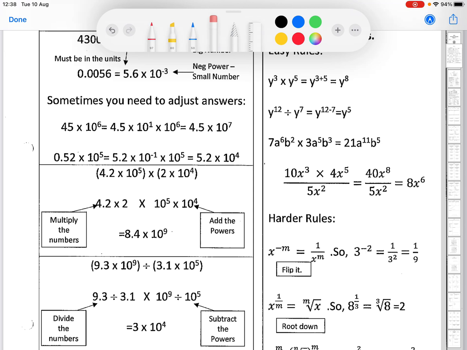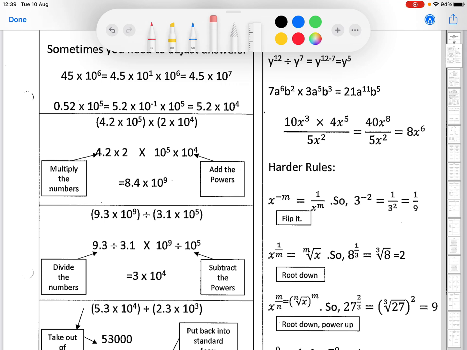So you do 7 times 3, 21. Then you do your a's, so a to the power of 6 times a to the power of 5, we just add those. And then b to the power of 2 times b to the power of 3 would be b to the power of 5 because we add them.